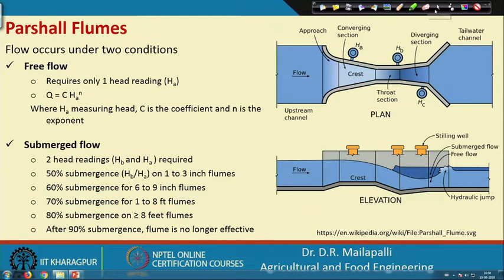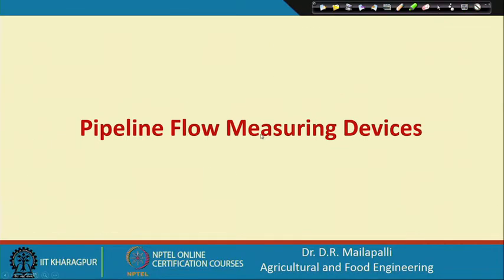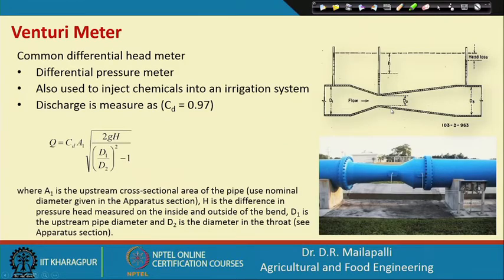So, those are the flow measurement devices in open channels. Now, the pipe flow measuring devices, like the Venturi meter. The Venturi meter is also known as a common differential head meter. If you see here, this is the flow which is going in and going out.